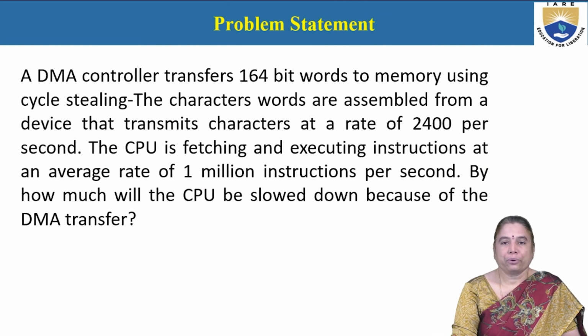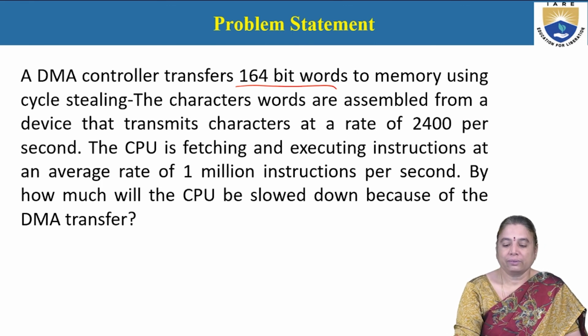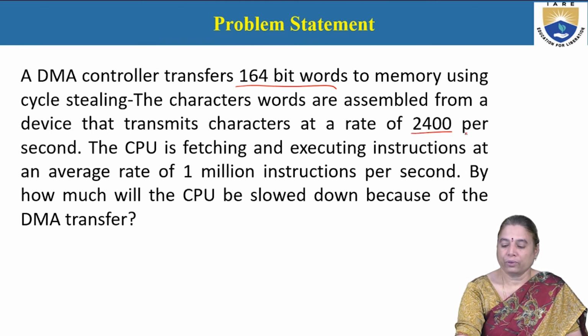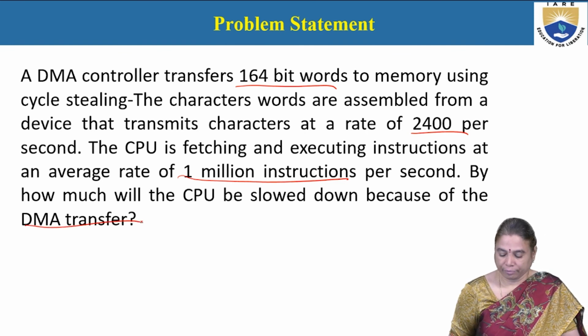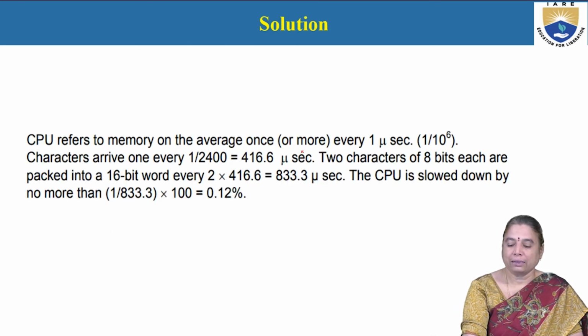Next, a DMA controller transfers 16-bit words to memory using cycle stealing. The words are assembled from a device that transmits characters at a rate of 2400 per second. The CPU is fetching and executing instructions at an average rate of 1 million instructions per second. By how much will the CPU be slowed down because of the DMA transfer? So the CPU refers to the memory an average of once every 1 microsecond.